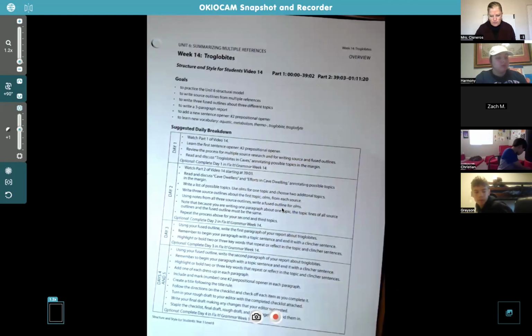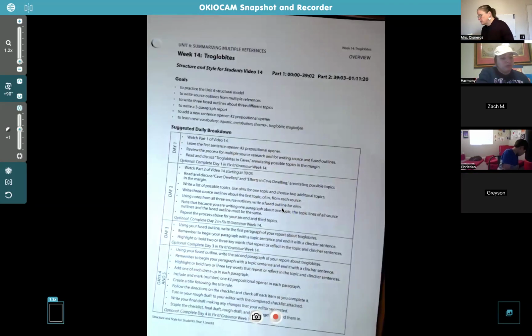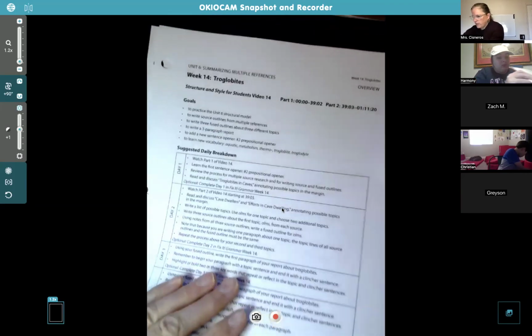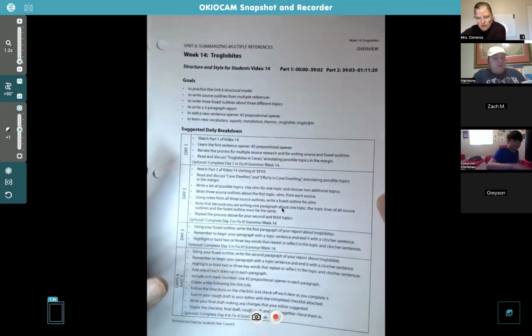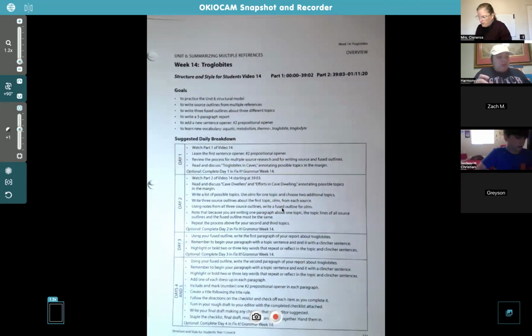And there's a bunch of pages you're going to get out. I think it's 7 pages actually. So it's a lot. Week 14 is long. It's got a lot of articles with it. So go ahead and get out week 14 called Troglobites.